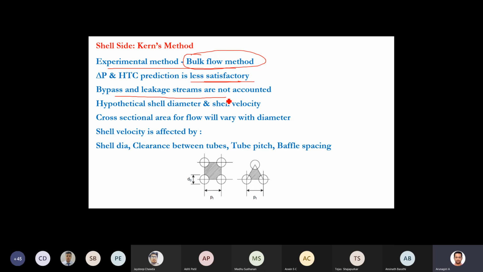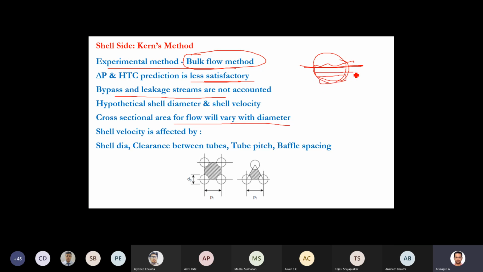He also used a hypothetical shell diameter and shell velocity. What he assumed is cross flow, the maximum flow. If this is your shell ID, so this is the flow. He calculated the velocity based on the shell diameter. But actually, the cross-sectional area for flow will vary with the diameter. So here you may have a different cross-sectional area.